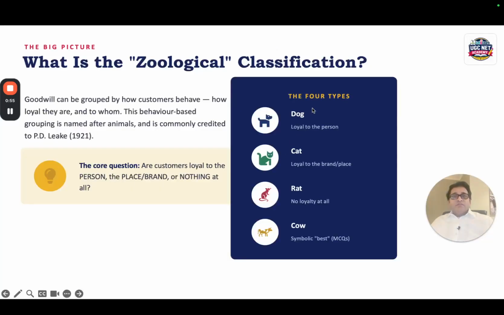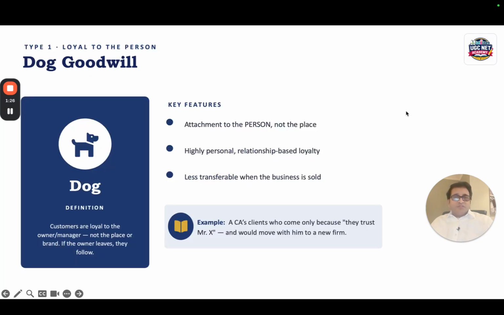This classification is given by PD Leak into 4 types of goodwill: dog, cat, rat and cow. So what are these 4 types? We'll take a definition and examples, and among these 4 types of goodwill, which goodwill is the best, we'll discuss in detail. In most of the exams you see this type of question. So let's begin with the first of all, what is a dog goodwill?